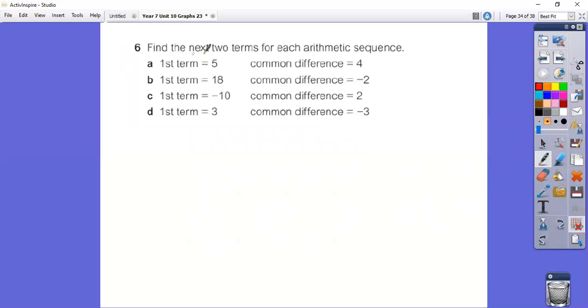Question 6, find the next 2 terms of each arithmetic sequence. So again, look at the key word here saying this is an arithmetic, so we know it's going to increase by the same amount. Here it tells us it's going to increase by 4. And the first term is 5, so it wants us to find the next 2 terms. So the first term is 5, and the common difference is 4. So the next term is going to be 9. 9 plus the 4 is going to be 13. So the sequence will be 5, 9, 13.